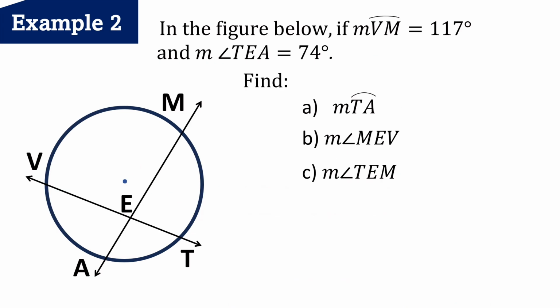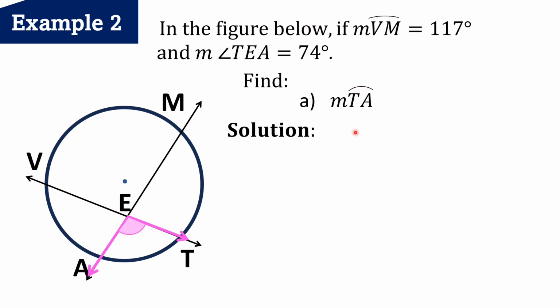Example 2. In the figure below, if the measure of arc VM is 117 degrees and the measure of angle TEA is equal to 74 degrees, find, letter A, the measure of arc TA, B, the measure of angle MEV, C, the measure of angle TEM. To find the measure of arc TA, let us mark the figure with the given values. The measure of arc VM is 117 degrees and angle TEA measures 74 degrees.